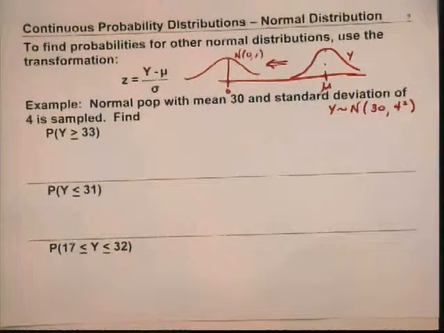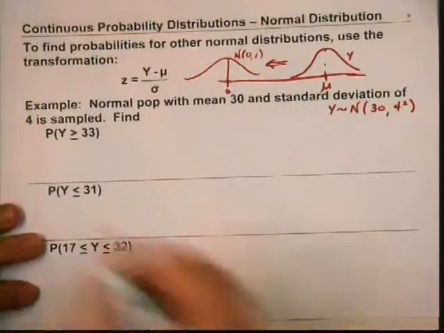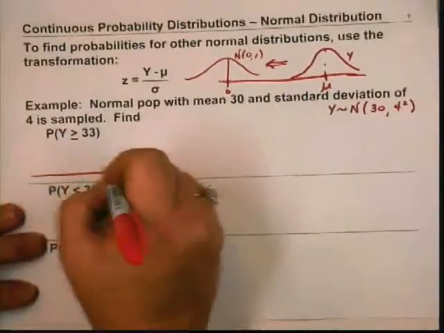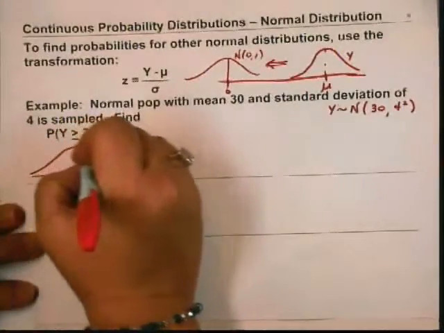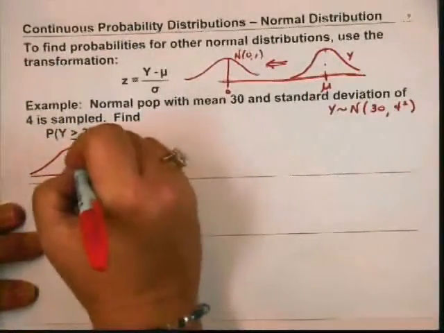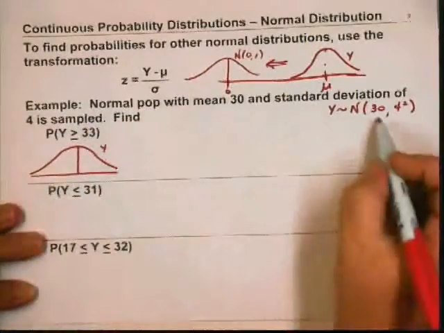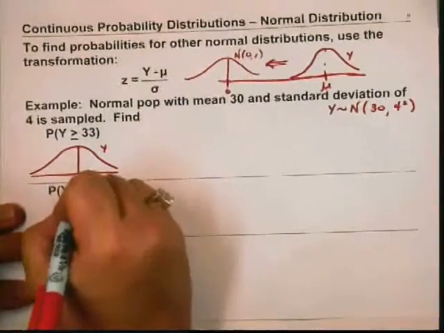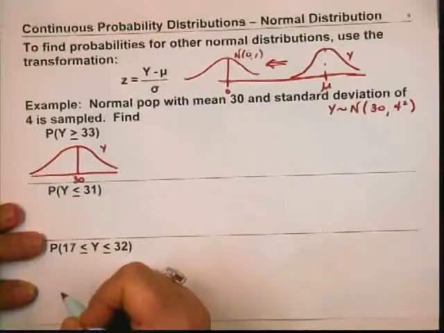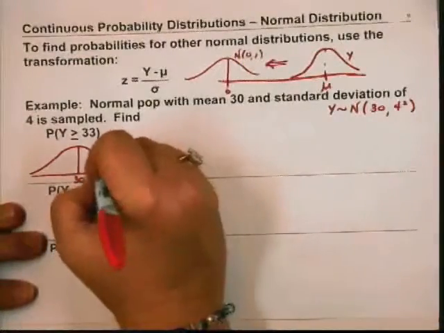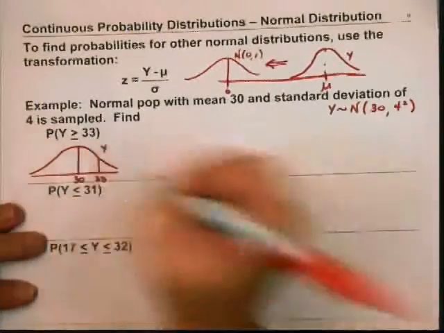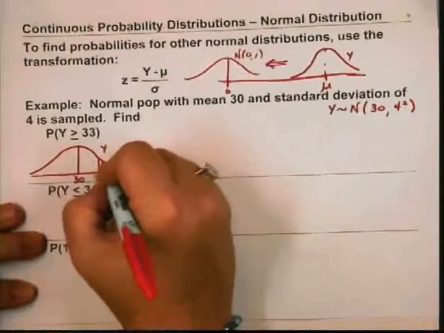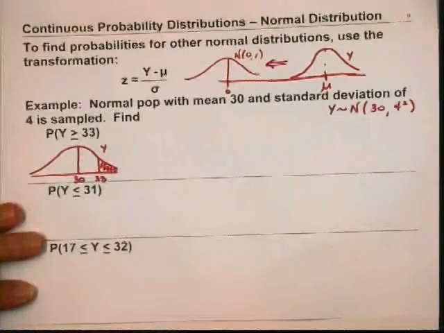Find the probability that y is greater than or equal to 33. So what we're looking for, when we talk about y, the distribution of y is centered at 30. Okay, and 33 is to the right of that. And we want y greater than or equal to 33. We want right-hand area.